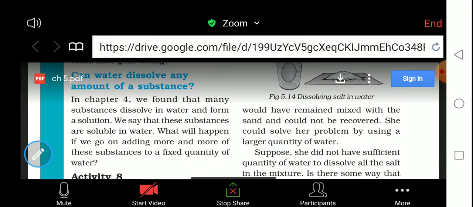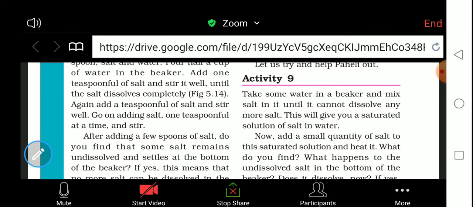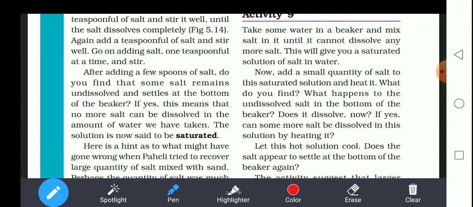Now see what you have to do. Again add a teaspoon of salt and stir well. Go on adding salt, 1 teaspoon at a time, and stir it. After adding a few spoons of salt, do you find that some salt remains undissolved and settles at the bottom of the beaker?